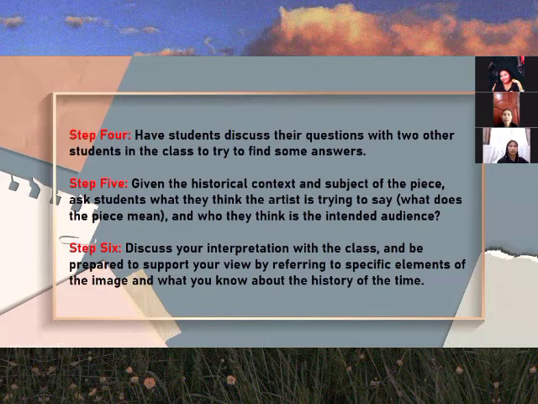And the last step is discuss your interpretation with the class and be prepared to support your view by referring to specific elements of the image and what you know about the history of that time. This time, the learners will prove their interpretation to the class and how it relates to the context of the image.